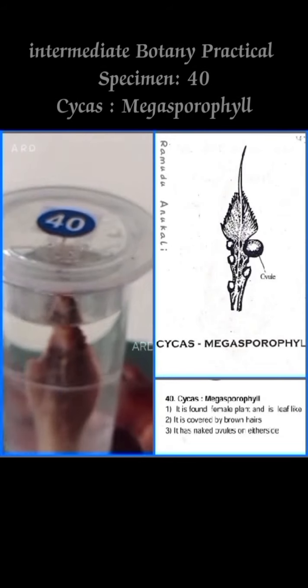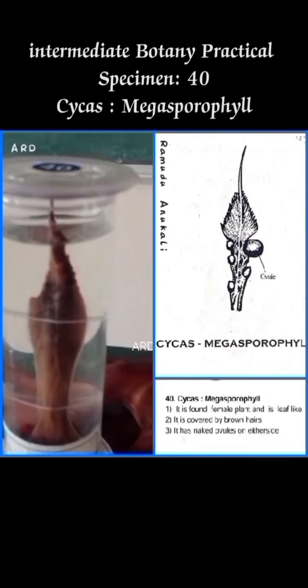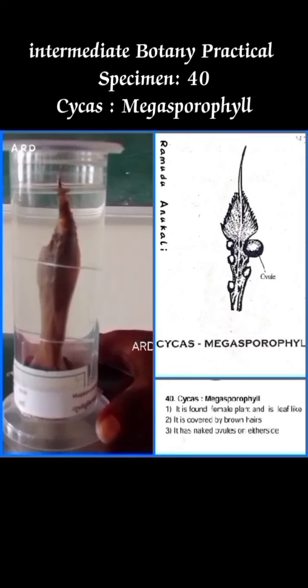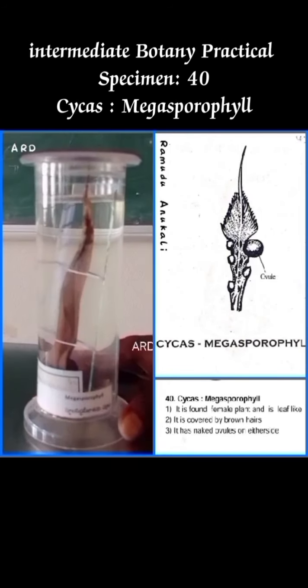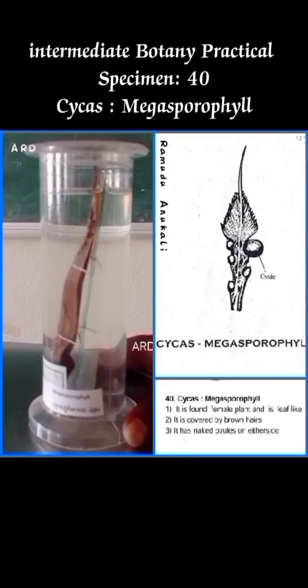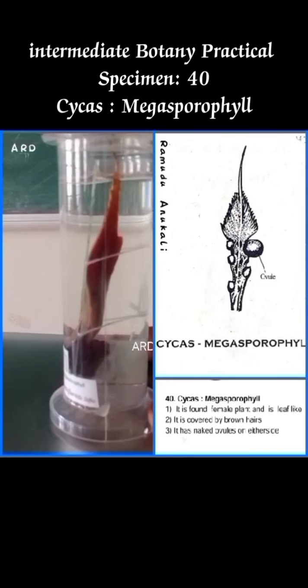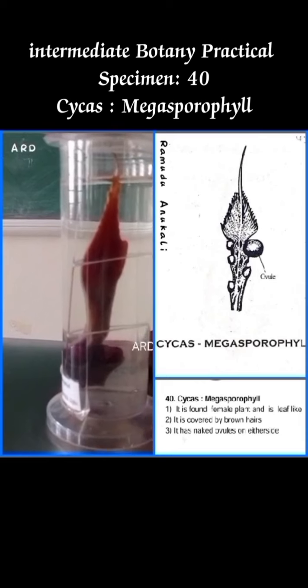Number 40. Specimen. Cycas megasporophyll. It is found in the female plant and is leaf-like. It is covered by brown hairs. It has naked ovules on either side.